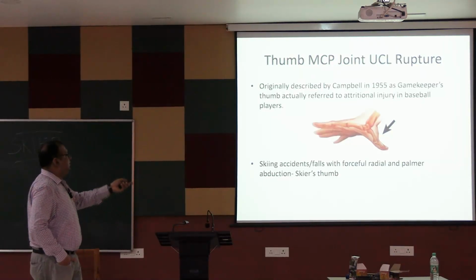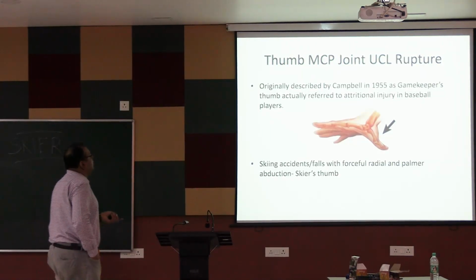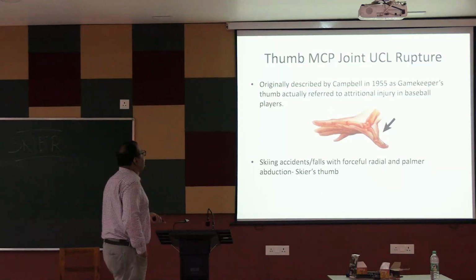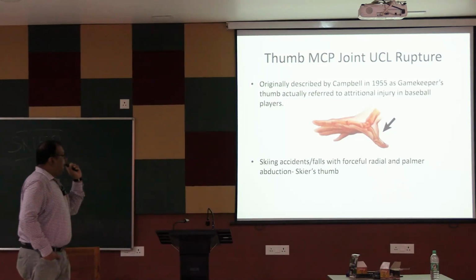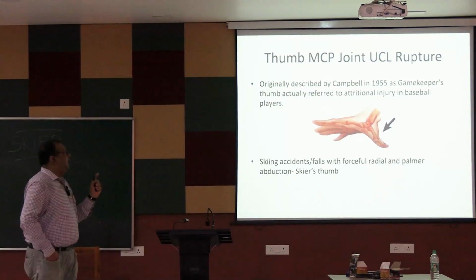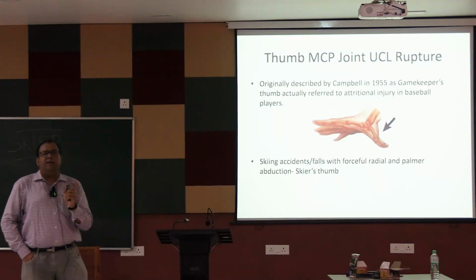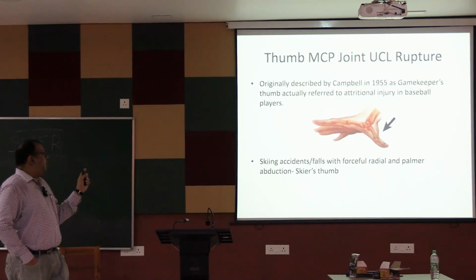Skiing accidents, falls with forceful radial and palmar abduction. So this is also known as skier's thumb. So what is it? It is basically the rupture of the UCL, the ulnar collateral ligament. This you need to write down. This comes as a short note.